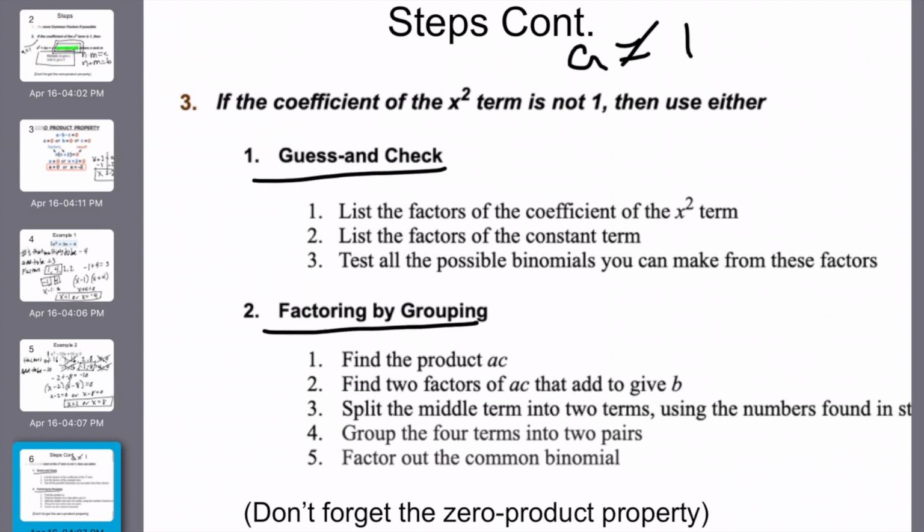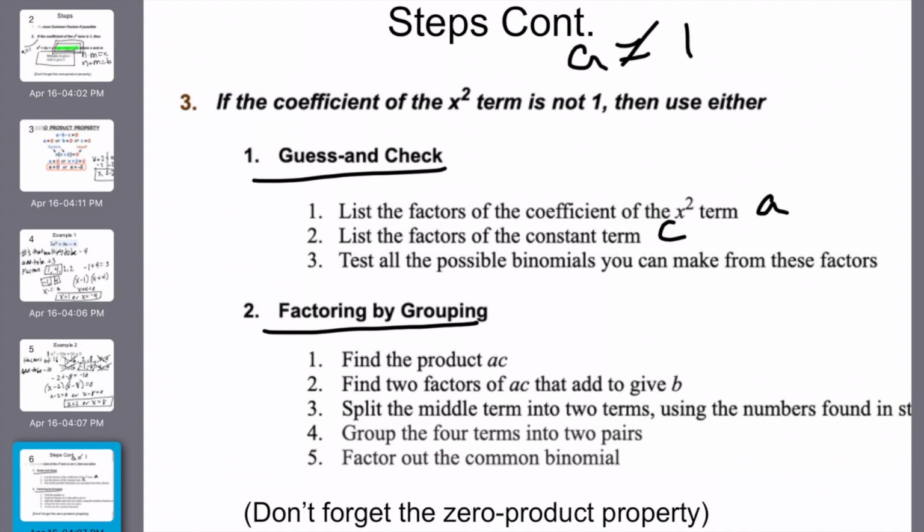Now the guess and check method still has some merit, although it's definitely not the method that I would prefer that you use. For guess and check, I need to list all the factors of the coefficient of our x squared term, or our a. Then I need you to list all the factors of our constant term, or c, and then test all the possible binomials you can make from these factors.